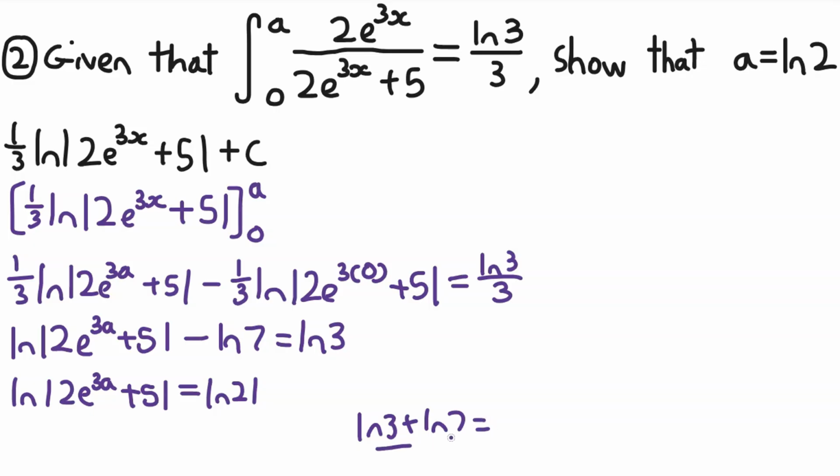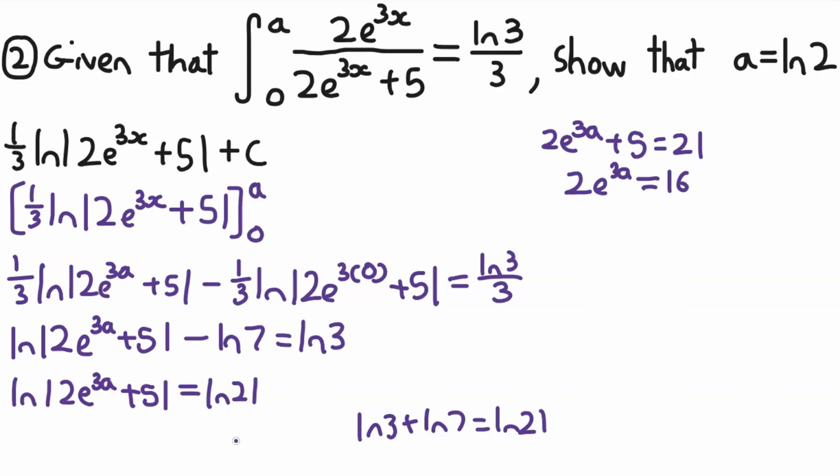Remember, when you add two natural logs, you can multiply what's in the log, so it'll be the natural log of 21 like this here. And because we've got natural logs on both sides, we can get rid of it on both sides. So it's 2e to the power of 3a plus 5 is equal to 21. Move the 5 onto the other side, so it's 2e to the power of 3a is equal to 16. Divide both sides by 2, so it's e to the power of 3a equals 8.